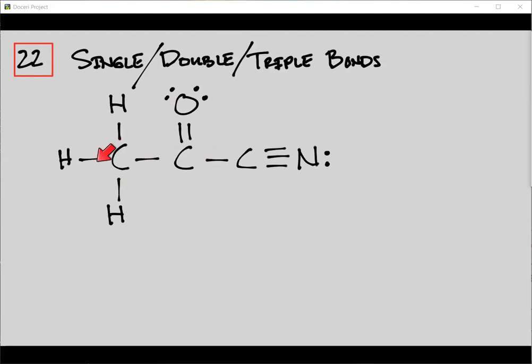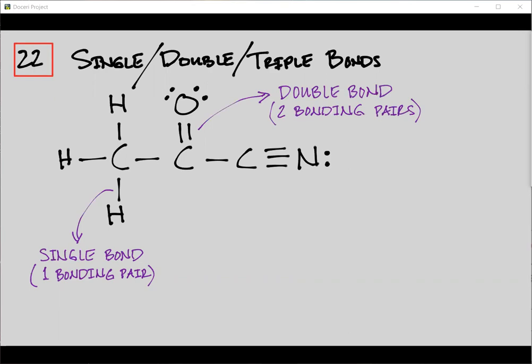So you have 1, 2, 3, 4, and 5 different single bonds. And a single bond contains a pair of bonding electrons. One bonding pair. And you can kind of guess what double and triple bonds are. A double bond contains 2 bonding pairs, and then a triple bond contains 3 bonding pairs. All right, so I believe that's the end of this review.